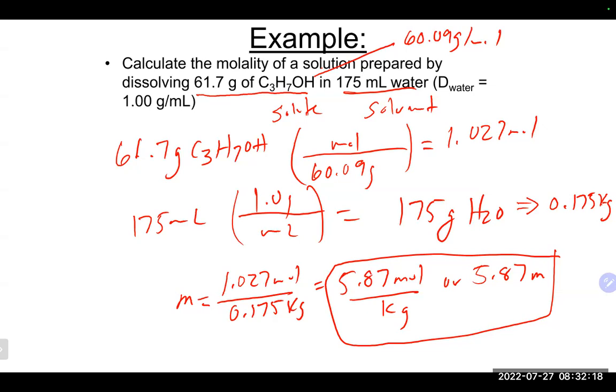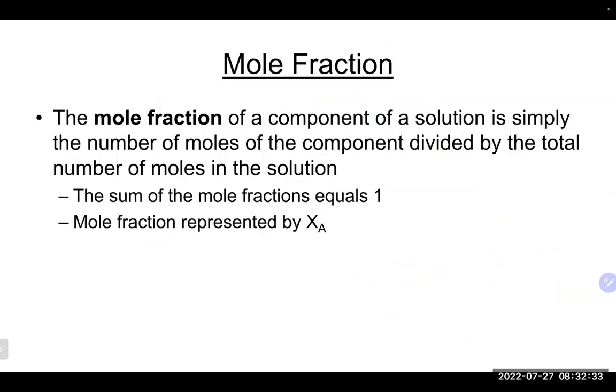All right. Now, molality is a really important unit for what we're going to talk about next, which is colligative properties. So we do see molality show up a lot in those colligative properties. In addition, the mole fraction will show up as well in those colligative properties. So that's, again, an important one.